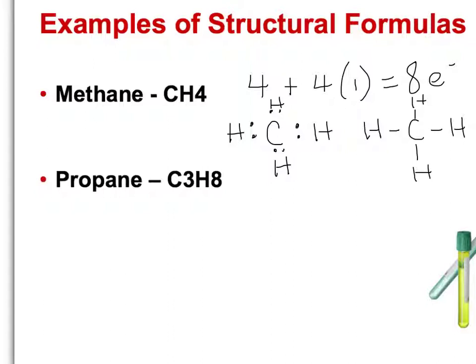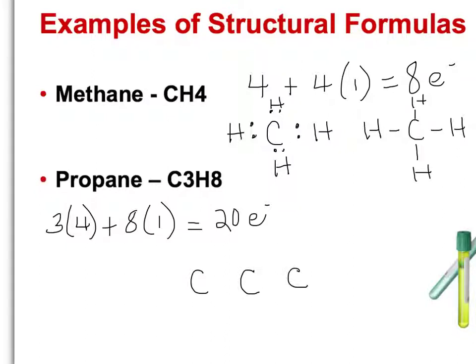Well, now we have C3H8. So 3 times 4 plus 8 times 1. So that would be 12 plus 8 is 20 electrons altogether. And then I want to draw my carbons all in the center of the molecule because we know that hydrogens can only be on the outside. So then I can just start drawing hydrogens. Now remember, the other thing to keep in mind is that you do want this to be as symmetrical as you can possibly make it. So let's put 3 hydrogens on each of the outer carbons.